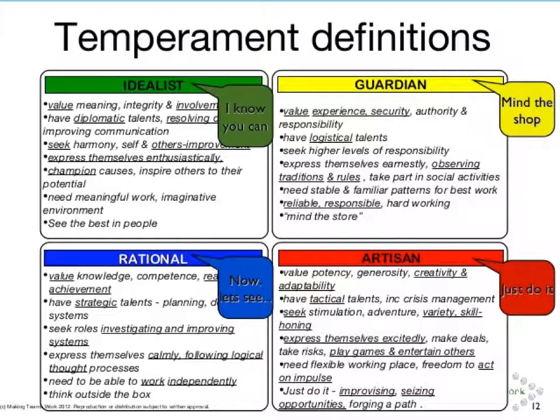So when you deal with temperaments, like I said, for the Keirsey Temperament Sorter, you have 4 different ones: guardian, artisan, rational. Very, very interesting. Looking at what each means.